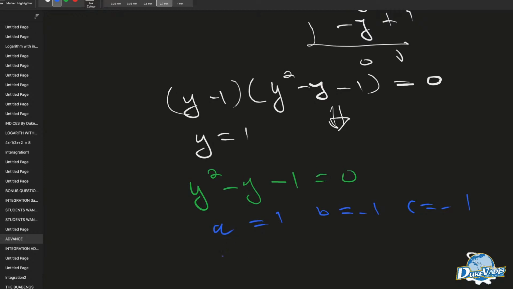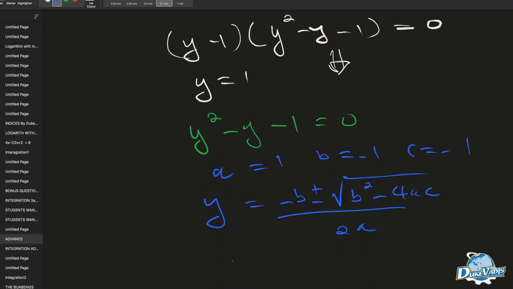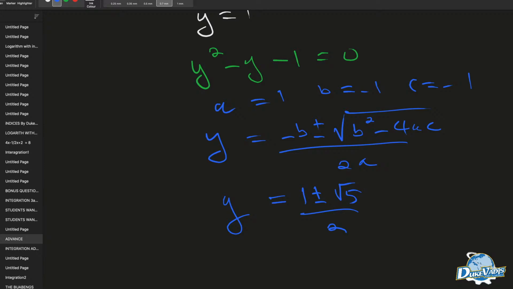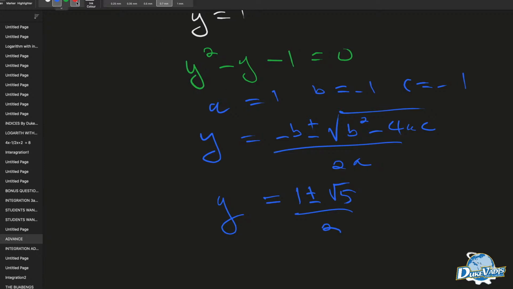So if we use the general quadratic formula, y is equal to -b plus or minus square root of b squared minus 4ac all over 2a. By substitution, our y will be equal to positive 1 plus or minus square root of 5 all over 2. So the values of y that we are able to achieve now are y equals 1 and y equals 1 plus or minus square root of 5 over 2.